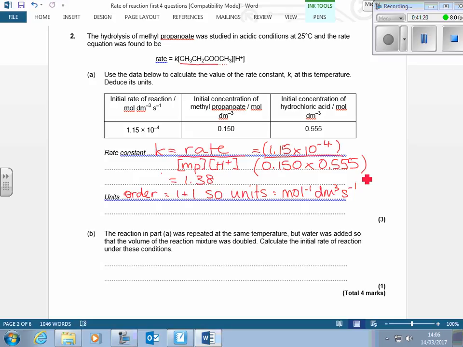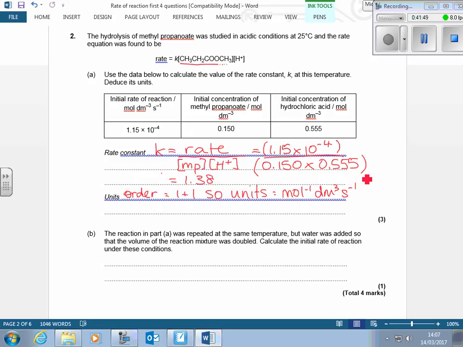Now, if you want to start looking at the next bit, the reaction in part A was repeated at the same temperature, but water was added so that the volume of the reaction mixture was doubled. Calculate the initial rate of reaction under these conditions. The rate constant will be the same, because the temperature's the same.